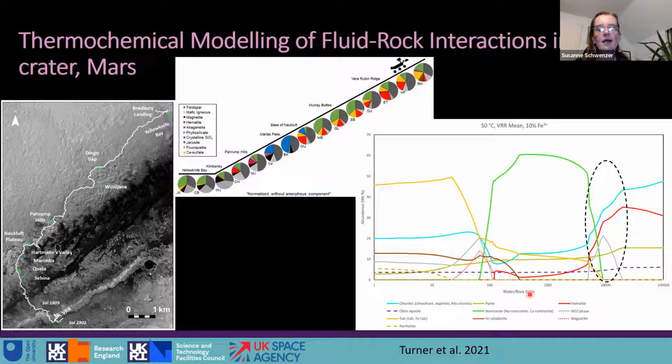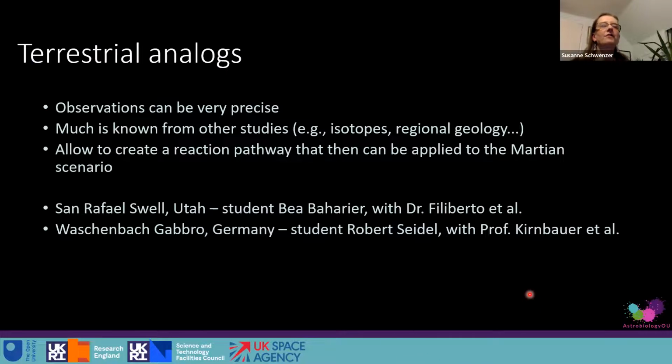Now, very quickly, in the last probably 5 minutes, I see Sam is getting nervous a little bit. What we can do is we can go to Earth and we can make these observations on Earth. We can then develop a model pathway, and that model pathway can then be applied directly to Mars. And I've got 2 examples.